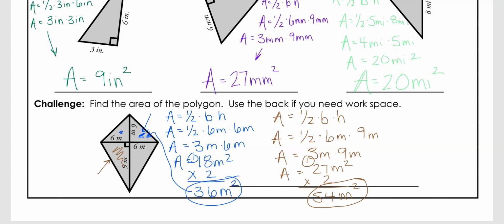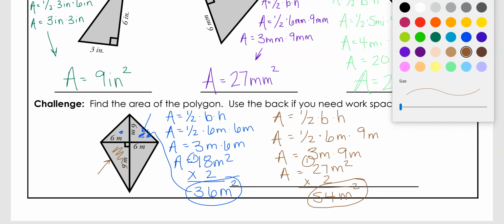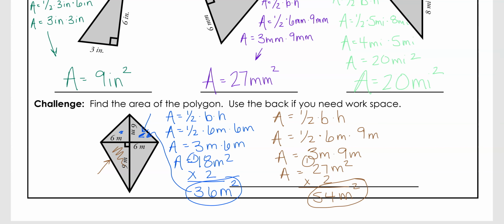Now I have to add both of these together. So I'm going to add 54 meters squared plus 36 meters squared. And I get 90 meters squared for the total area of the kite.